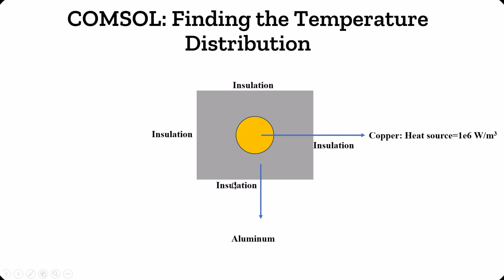This boundary, this boundary and this boundary are insulation. So we do not have any heat flux from these boundaries. But inside the domain we have copper that has a heat source equal to 1E6. Okay, so to start the simulation, let's move on to COMSOL Multiphysics.